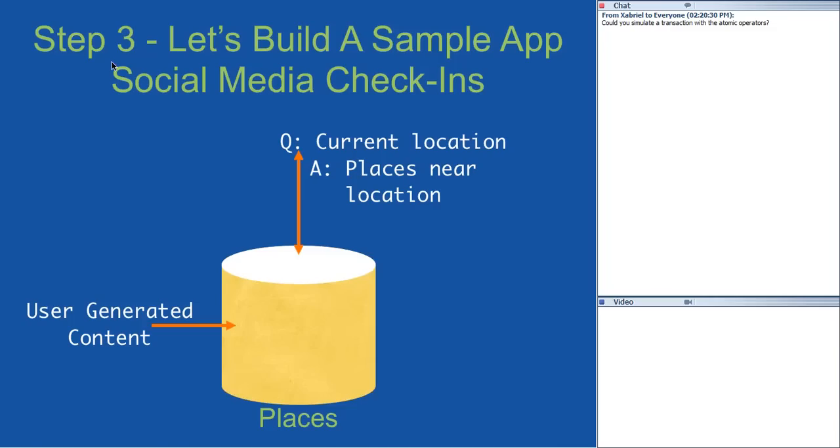And let's walk through now what the data might look like for a sample social media check-ins application. Something like Foursquare, which we were just talking about, but obviously much more basic. So the first thing we need to think about is what kind of data we are going to be storing in this application. Well, there's really three kinds of data.